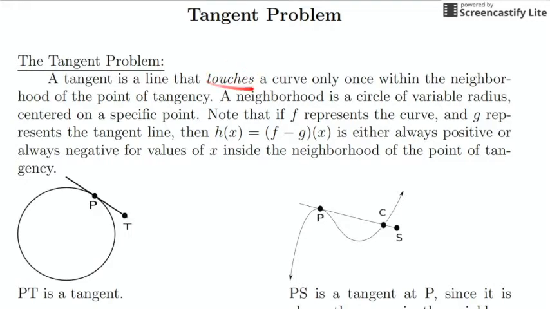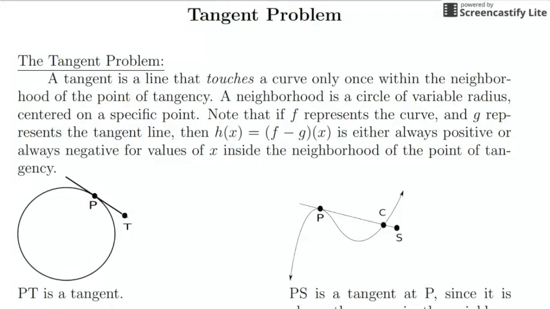It's a line that touches a curve only once within the neighborhood of the point of tangency. Now, this whole idea of touching, that's kind of a nebulous concept. What does it mean to touch, right? So here, for example, we know that this is a tangent, but over here, this right here isn't a tangent. Now, it looks like they're both touching, but in this case, I'm going right through the curve. So what we're looking for here is a line that touches the curve without going through the curve. Now, the thing is, even that is not actually a great definition of tangent.